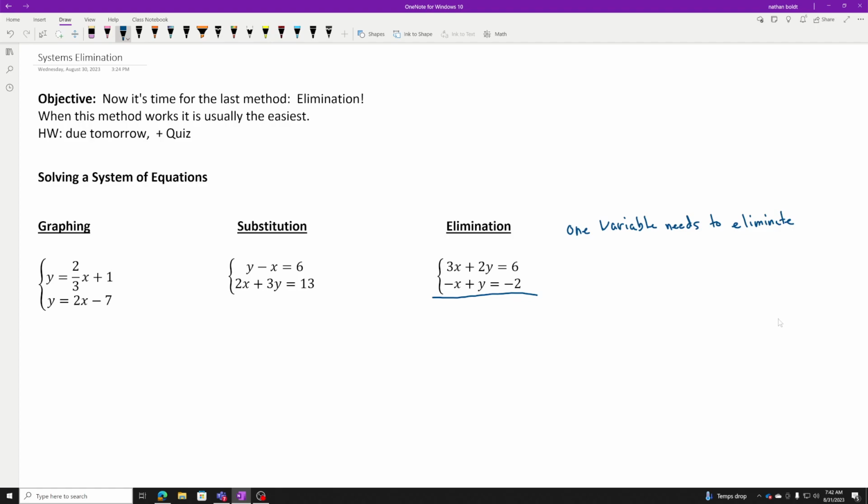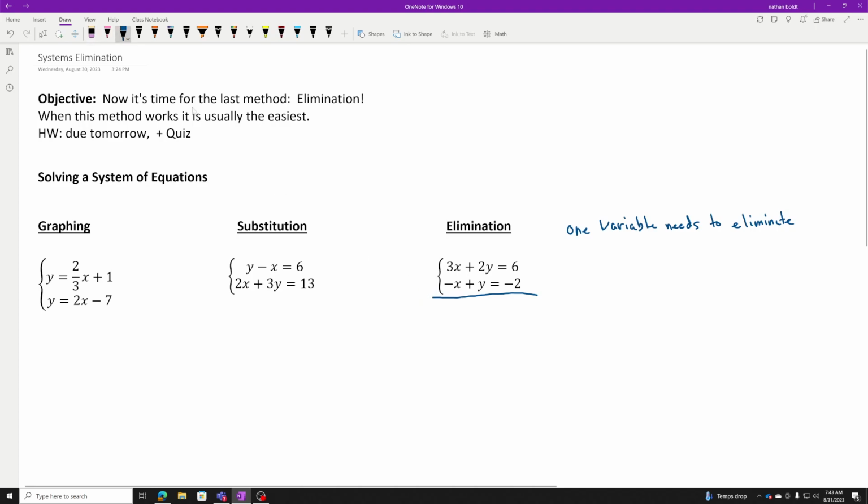How do we get one of these variables to eliminate? Right now, if I combine these, let's use addition for right now. If I add these two equations together, the 3x and the x will become a 2x. The 2y and the y become a 3y. None of my variables eliminate. So I do have to modify this just a little bit.